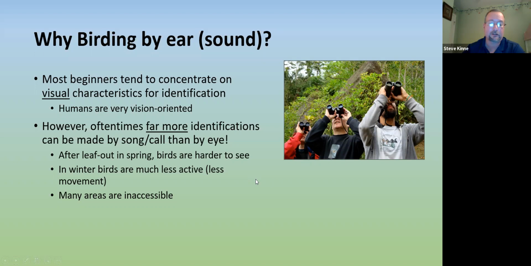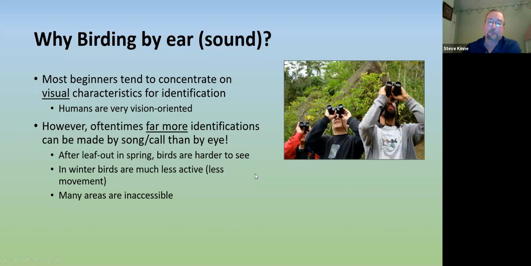And then lastly, I find that there are a lot of places that are pretty inaccessible. Either they're private property, or maybe it's a swampland or something like that. Areas you just can't get to in order to see the birds, but you can hear them from a long ways off, and therefore you can make identifications from some distance, even if you can't get in there.